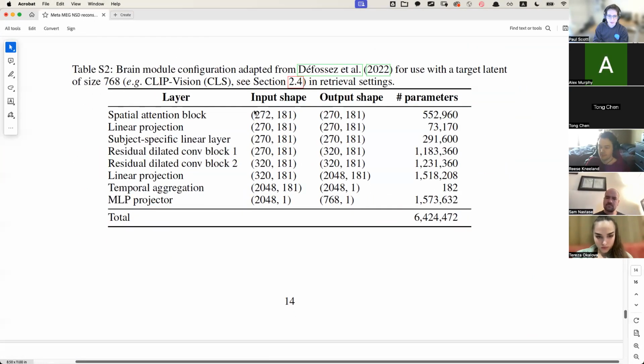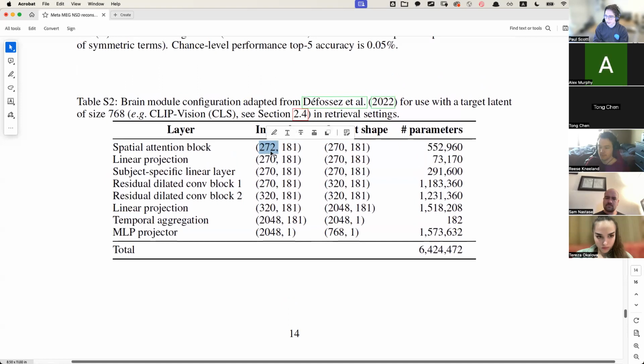Yeah, here. So 272 is the number of MEG channels, I believe, and 181 is the number of time points. So they downsample the MEG, and they are using, I think it's negative, like half a second in the past to 1 second into the future for a stimulus onset.